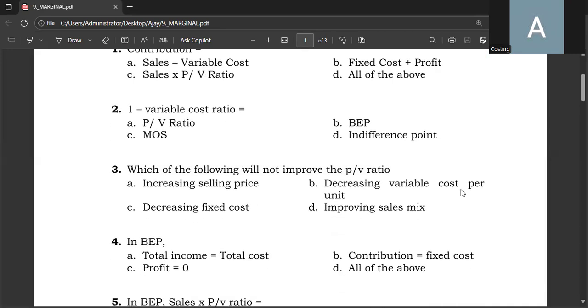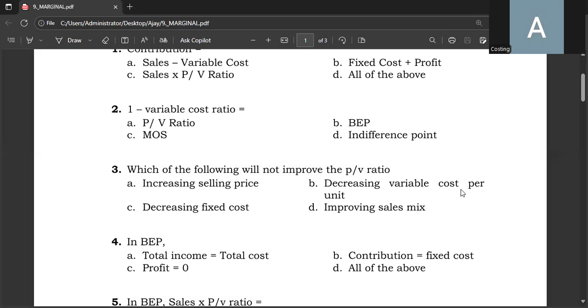Question 3. Which of the following will not improve the PV ratio? Option A. Increasing selling price. Option B. Decreasing variable cost per unit. Option C. Decreasing fixed cost. Option D. Improving sales mix.